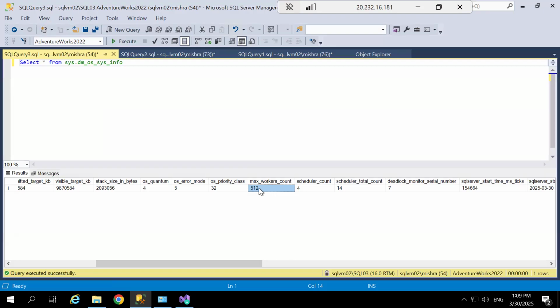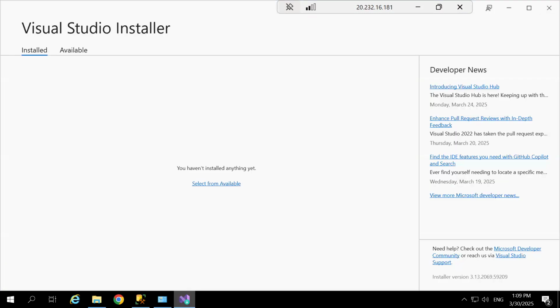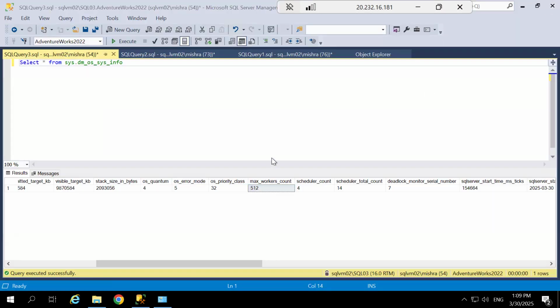What I mean to say, more the number of processors you assign to SQL Server, or more the number of processors you have, more the number of schedulers you will have, right? And more the number of schedulers you will have, more the workers you have. Why I am talking about this?